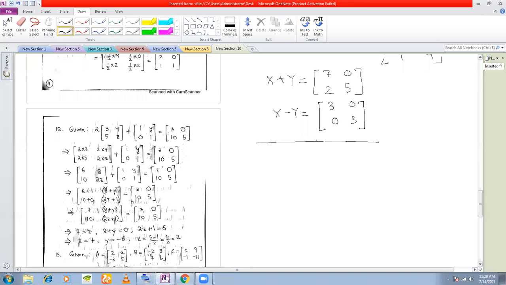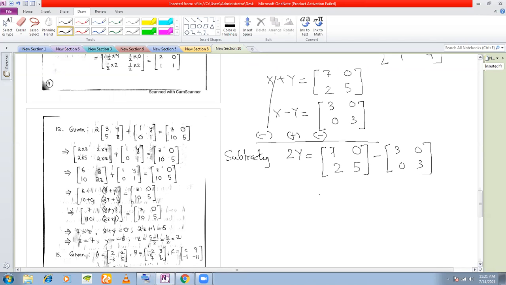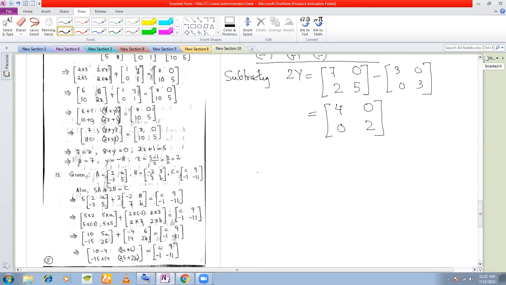Okay, subtract the two equations this time. Okay, if you subtract, this x gets cancelled. Subtracting. So how much you get? Y plus y will give you 2y is equal to, this time we'll subtract these two matrices, 7, 0, 2, 5 minus 3, 0, 0, 3. So you get here 7 minus 3 equal to 4, 0 minus 0, 2 minus 0, and 5 minus 3 is 2. So you're getting this. 2y is equal to this you are getting. Therefore, y must be equal to this matrix 4, 0, 0, 2 divided by 2.